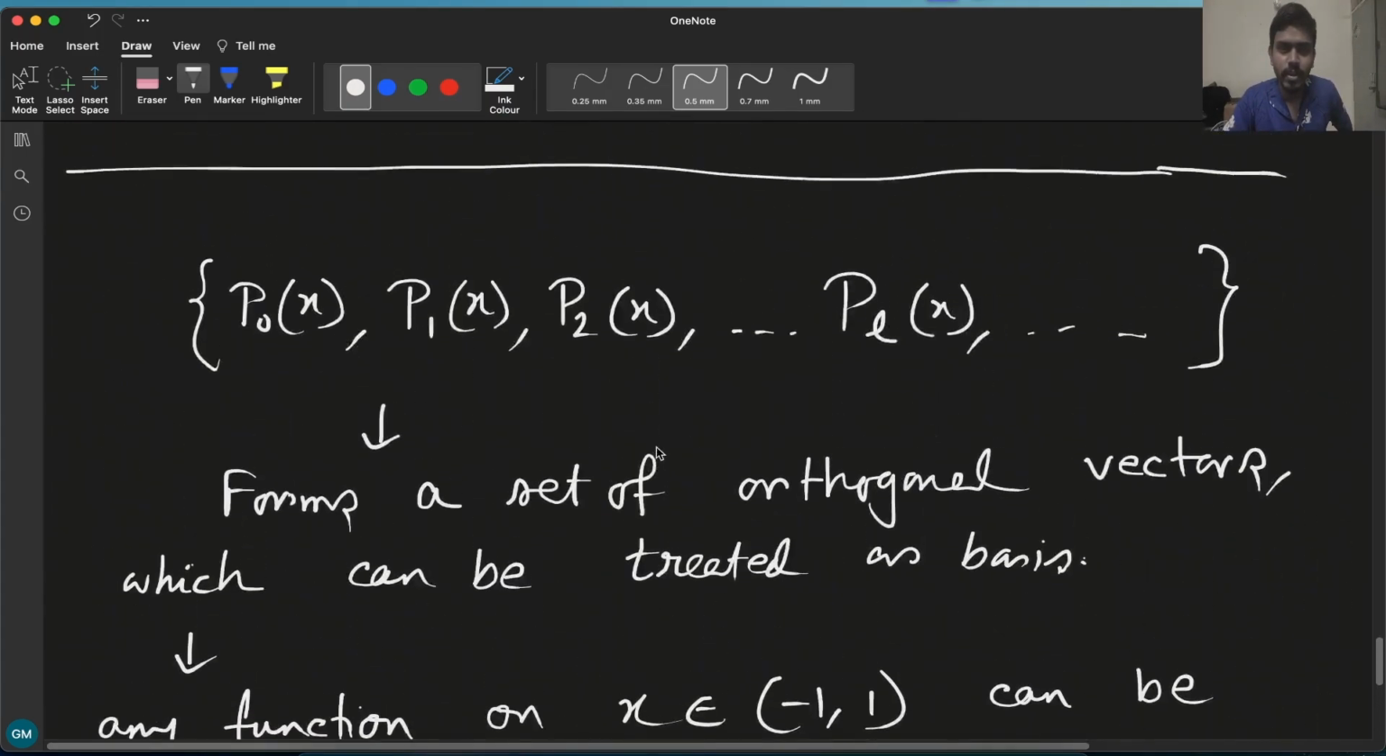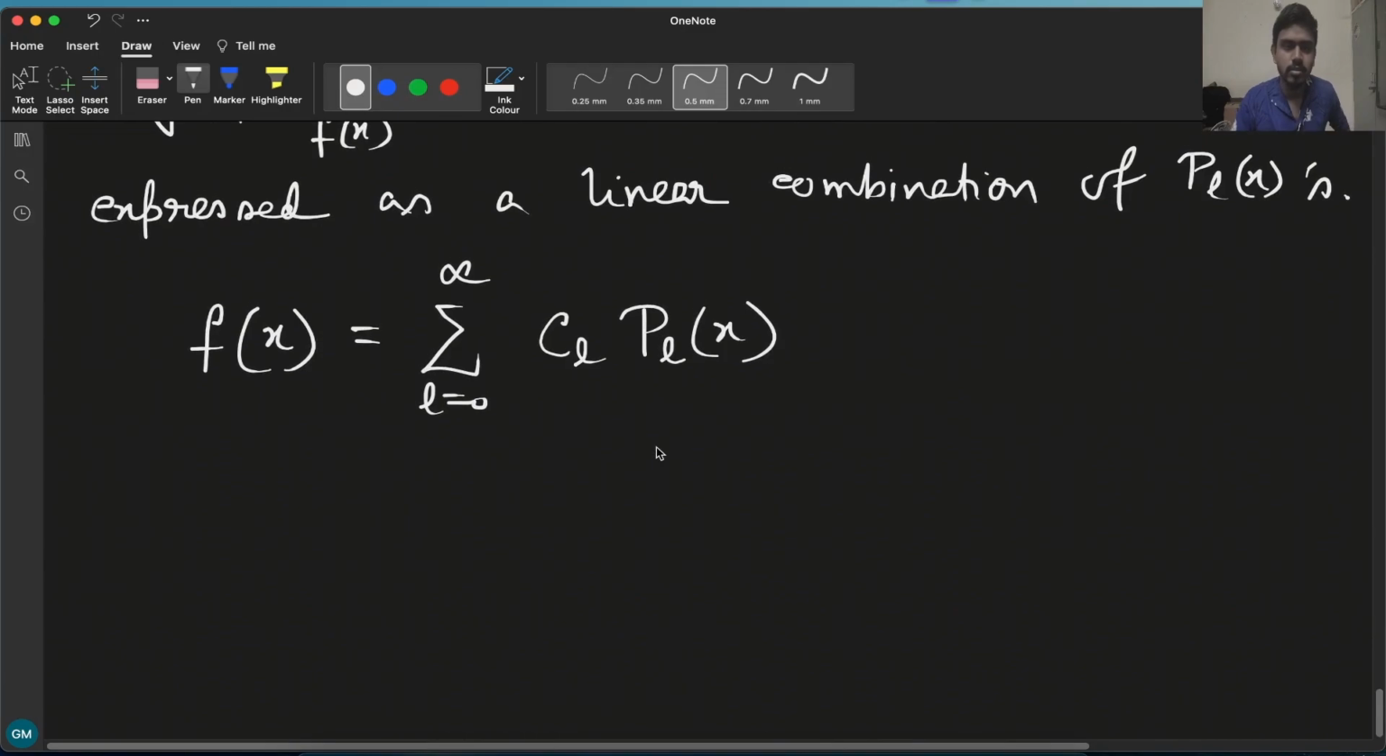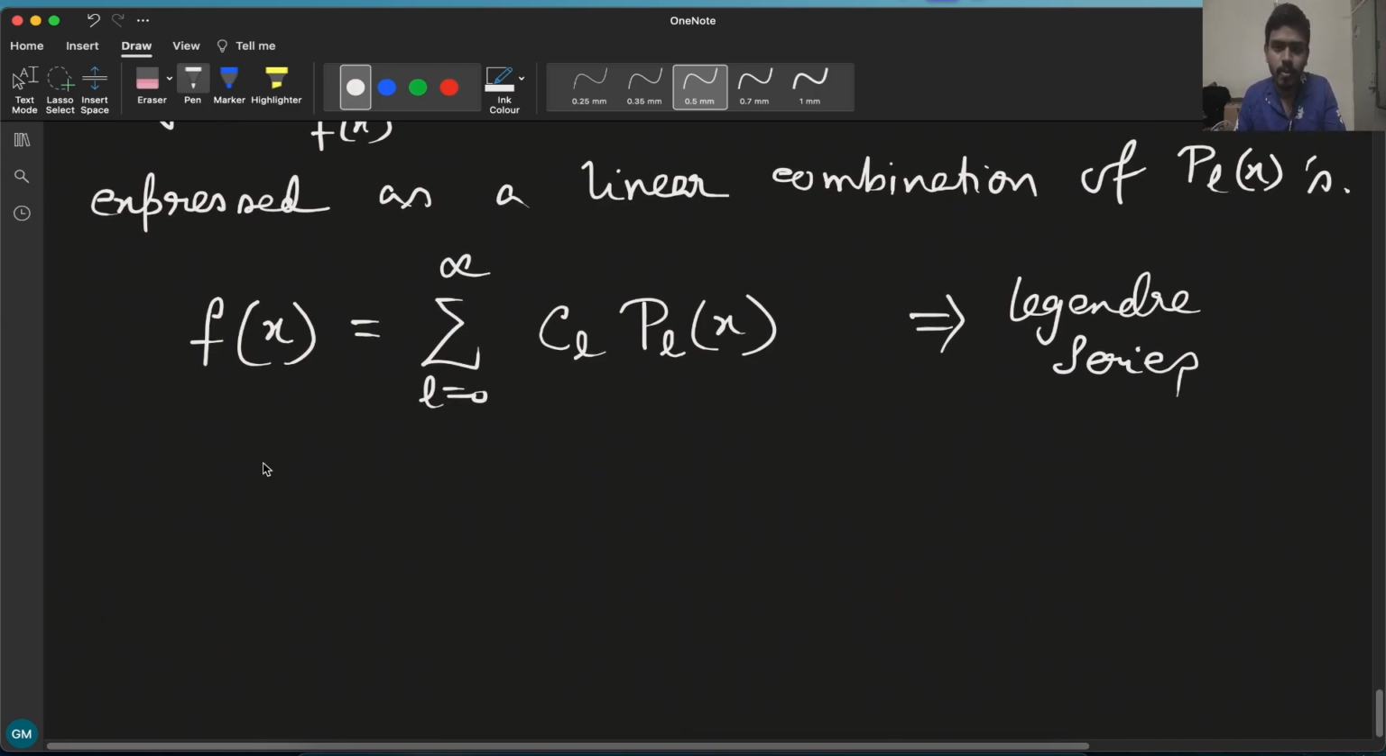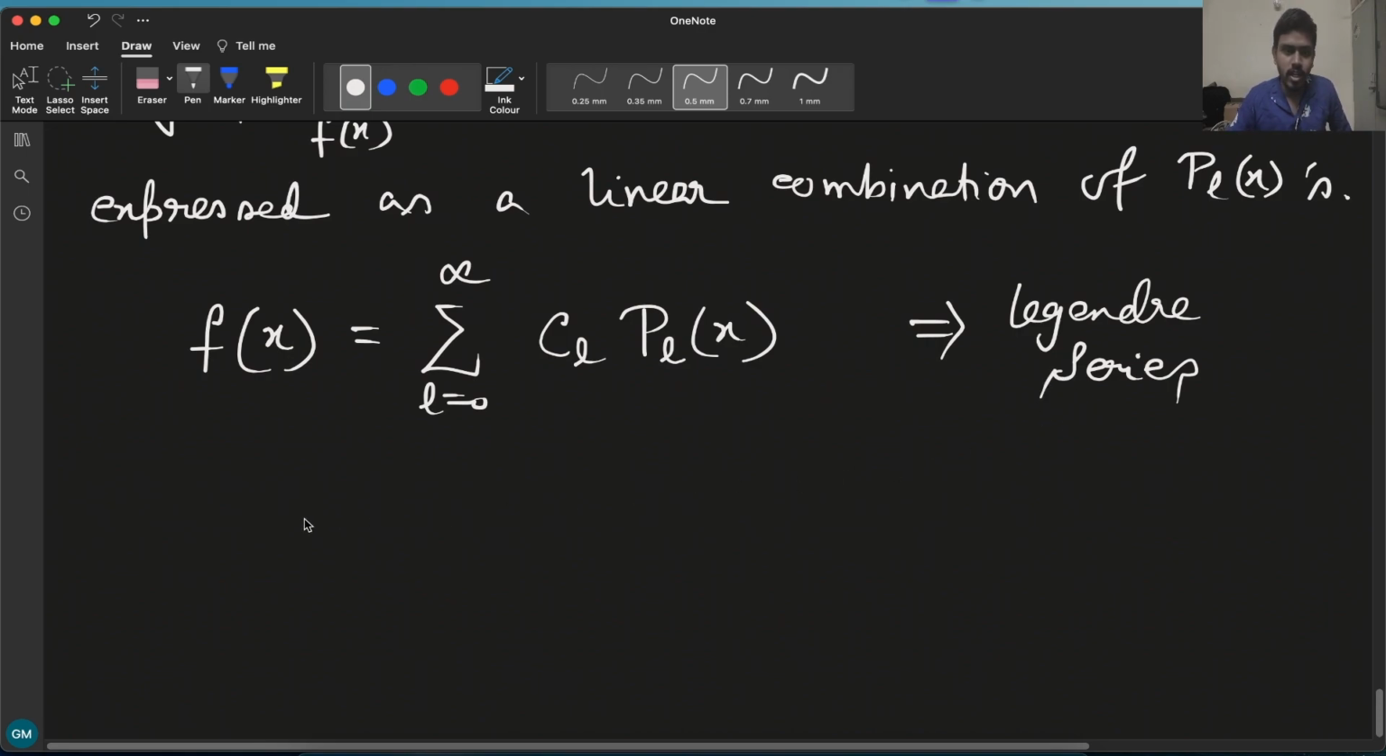Let me use an example of how a function can be written in terms of these Legendre polynomials. This is called a Legendre series, basically. Just like Fourier series, these are called the Legendre series. So we are writing a function as a linear combination of Legendre polynomials. So let me give an example.